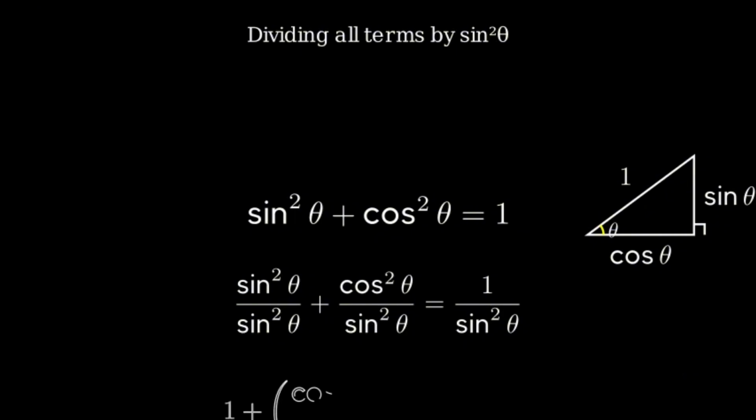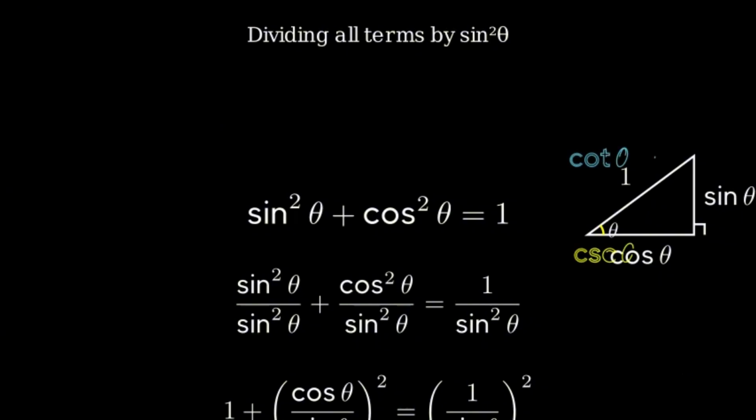Simplifying the first term, sin² divided by itself equals 1. For the second term, we can rewrite cosine² over sin² as the square of cosine theta over sine theta. The right side remains as 1 over sin²θ. Now we need to recognize two important trigonometric ratios. The ratio of cosine theta to sine theta is defined as cotangent theta, and the reciprocal of sine theta is defined as cosecant theta. These definitions will help us express our equation more elegantly.